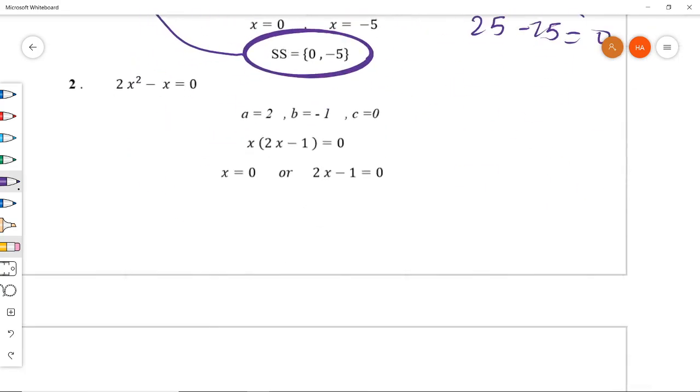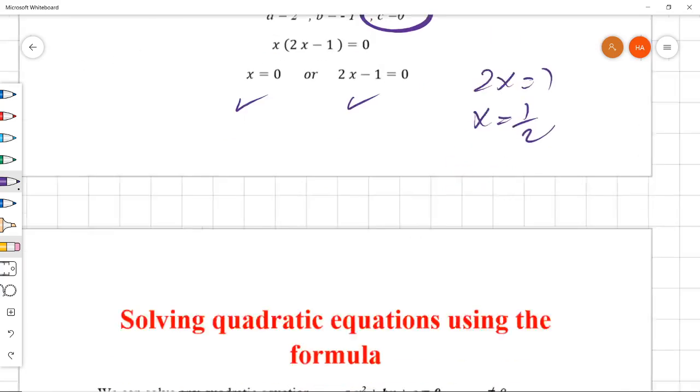Here the same, c equals 0. إذا نفس الطريقة طلع x عامل مشترك. هاي بصير عندك قوسين. حط الأول بيساوي 0 بيطلع معك x equals 0. حط الثاني بيساوي 0 انقل الواحد بصير عندنا 2x يساوي 1. قسم على 2 بيطلع معك x يساوي half. إذا عندنا حلين 0 and half.